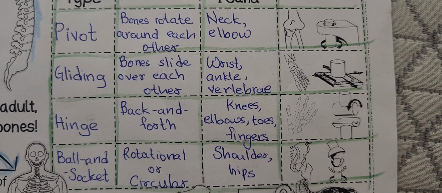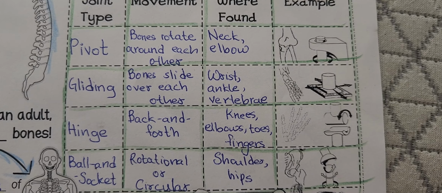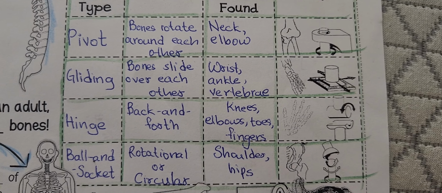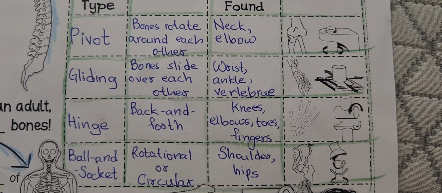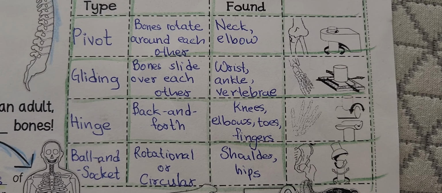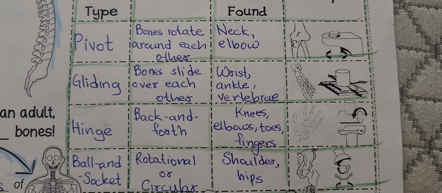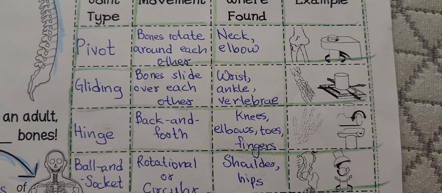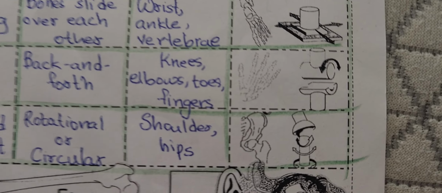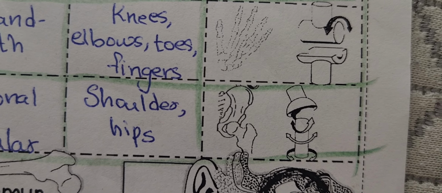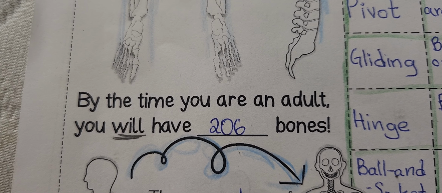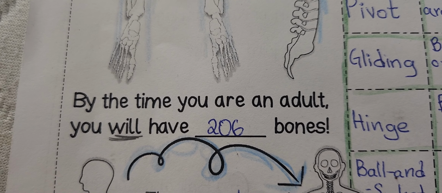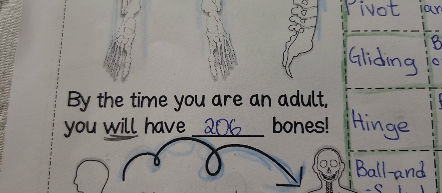And lastly, the last type of joint is called a ball and socket joint, and the rotation is circular or rotational. You can find this in shoulders and hips. So basically, if you rotate your hips or rotate your shoulders, you are basically moving a ball and socket joint. This is an example. Let's look at a quick fact. By the time you're an adult, you will have 206 bones. And also, did you know that a baby has more bones than an adult?